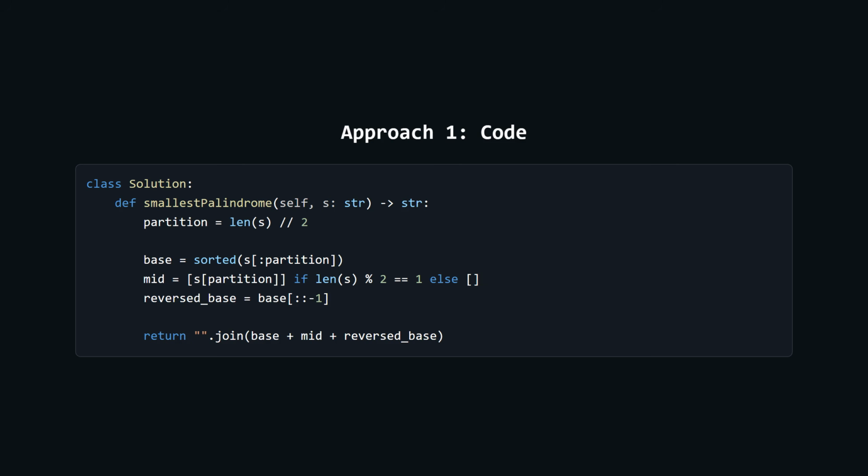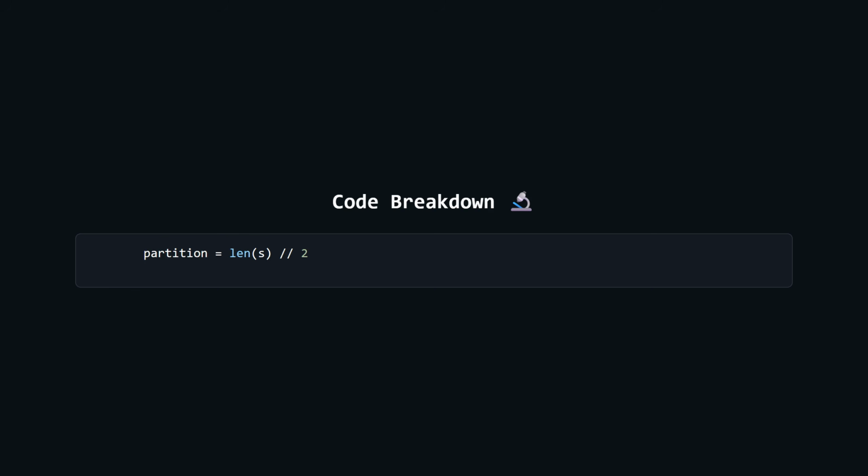Here is the full code for the sorting approach. It's nice and short. Let's break it down line by line to see how it operates. First, we need to find the exact middle of the string. We get the length and divide it by 2, throwing away any remainder. This tells us where the left half ends. Next, we grab just that left half, and we use a built-in sort function on it. We store this sorted half in a variable called base.